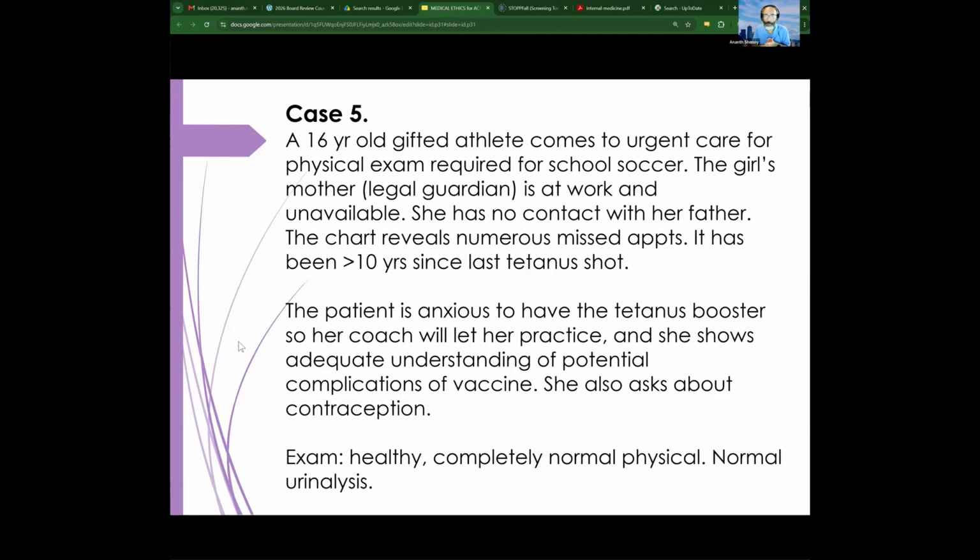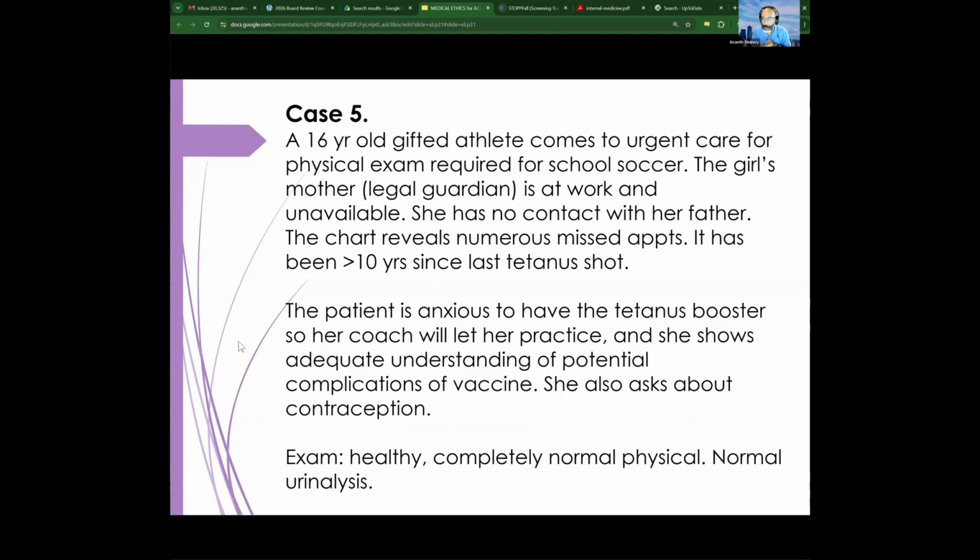Okay, case five, which we're going to look at, the situation of a minor patient. We have a 16-year-old athlete who comes to urgent care for a physical exam because, of course, they're required to have a sports physical. The patient's mother, who is their legal guardian, is at work and not able to come. And the patient has no contact with their father. The chart reveals numerous missed appointments, unfortunately. And it has been more than 10 years since their last tetanus shot.